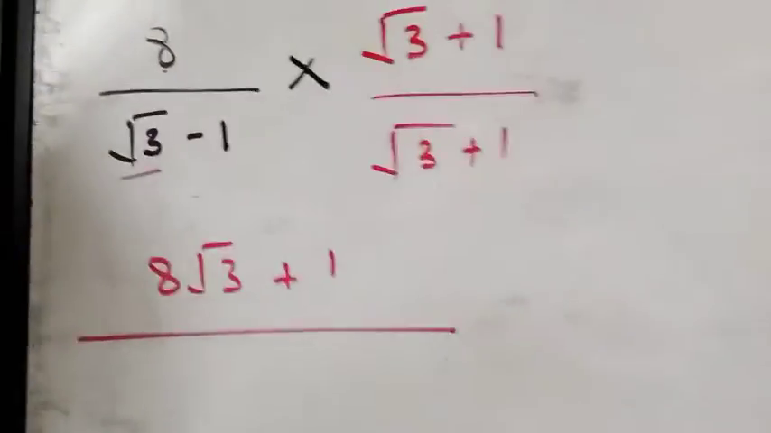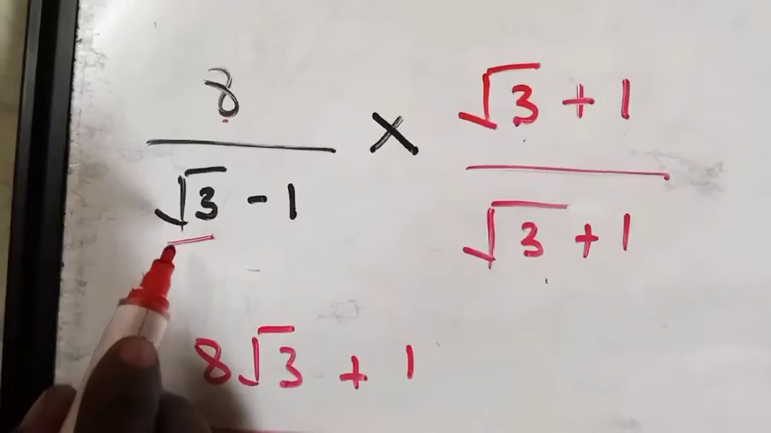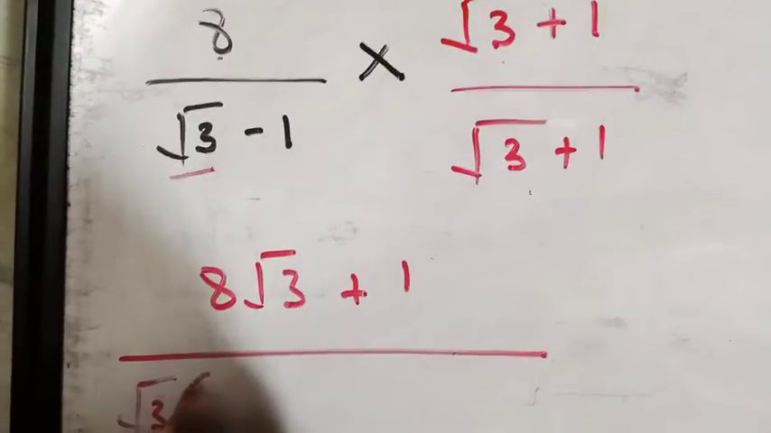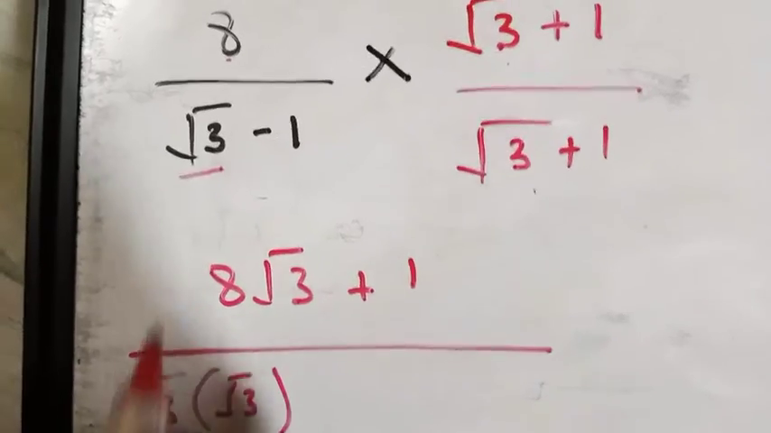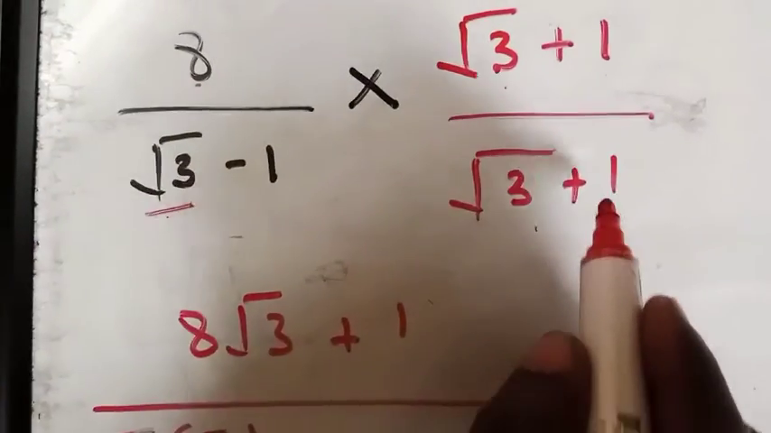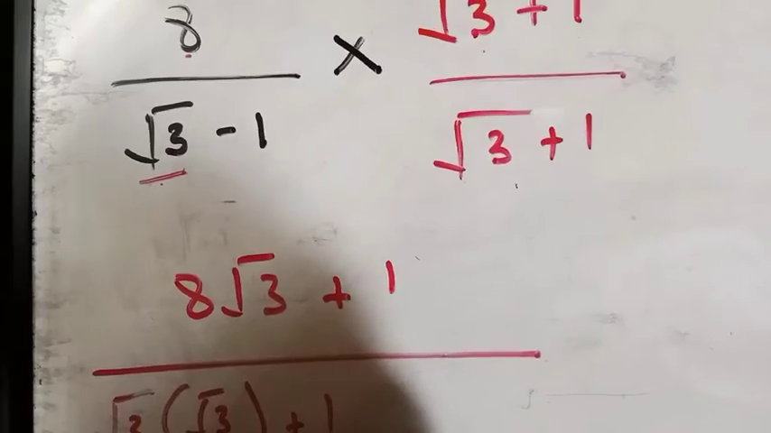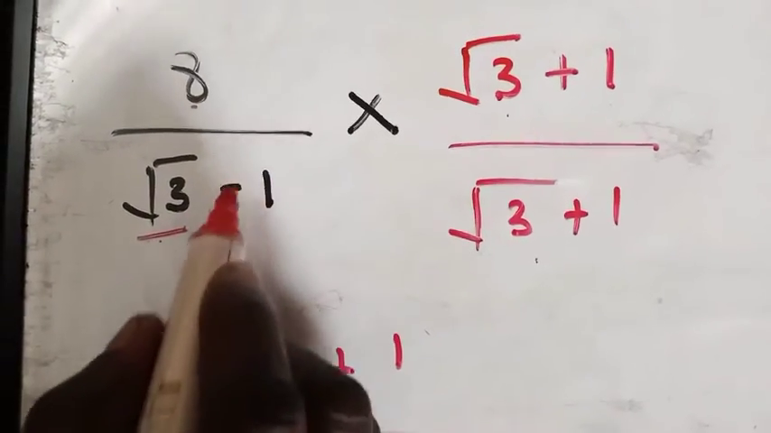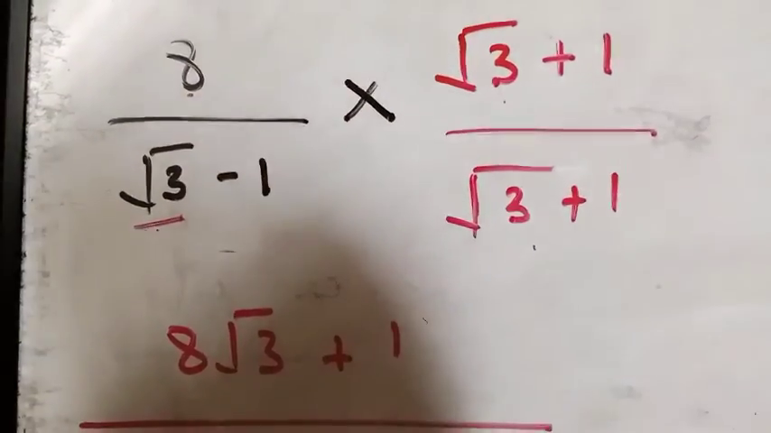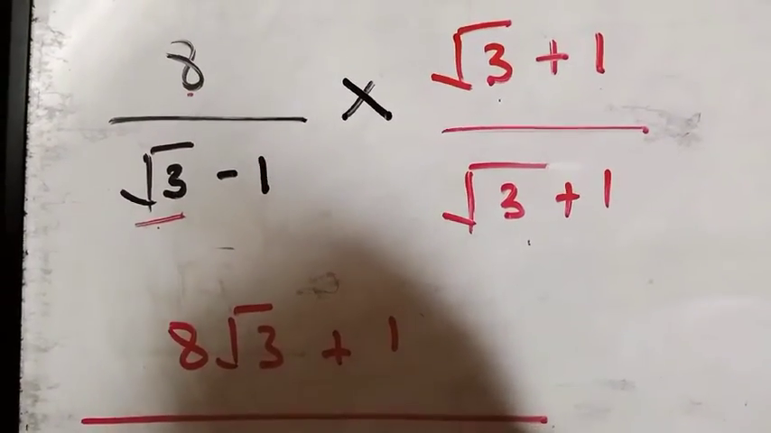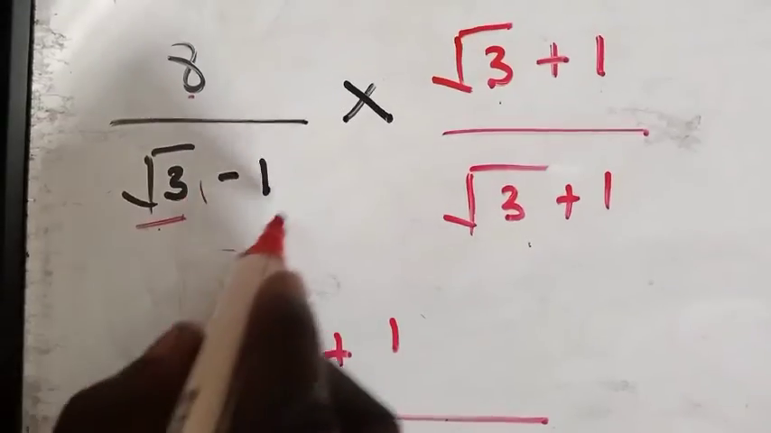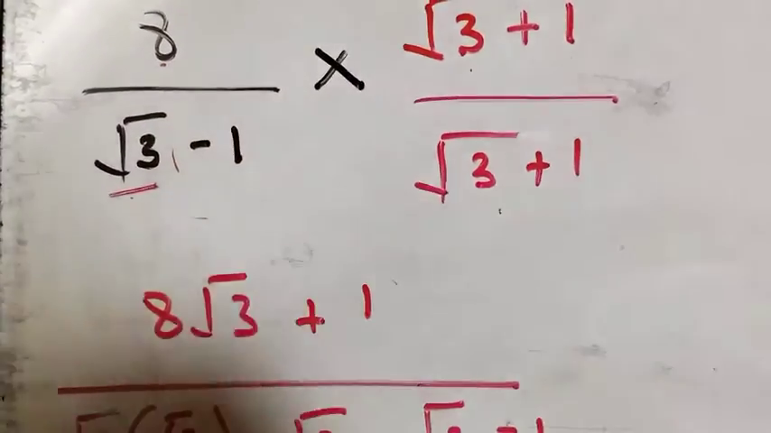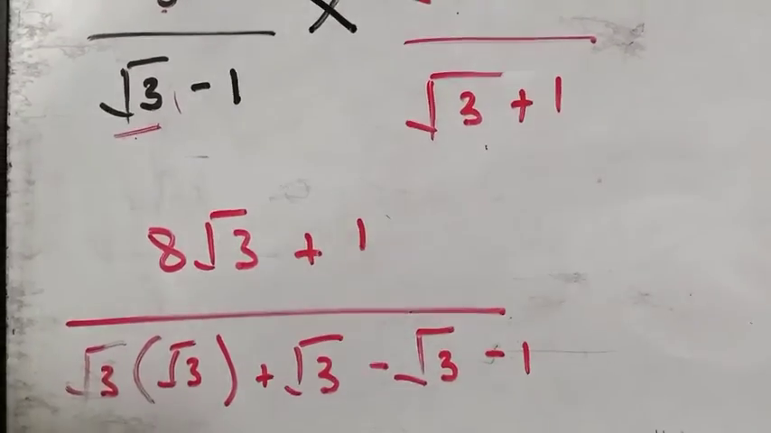But here, we are going to do everything one by one. This root 3 will multiply the root 3. So you have 3 for the first one, and the same root 3 will multiply the positive 1, that should give us plus root 3, and that is the first part. The second part is that the negative 1 is going to multiply the root 3, so you have a negative root 3. Now the negative 1 multiplied by the positive 1 should be a negative 1. Is that okay?